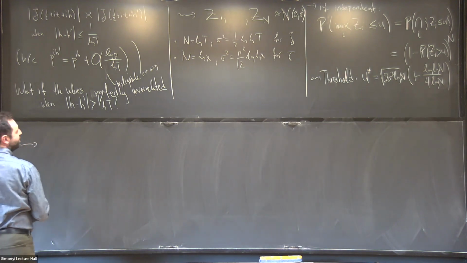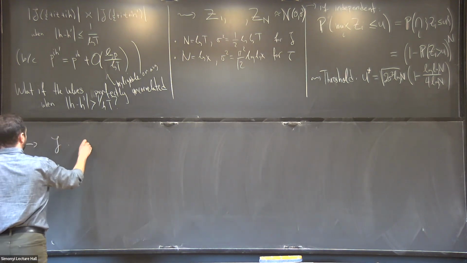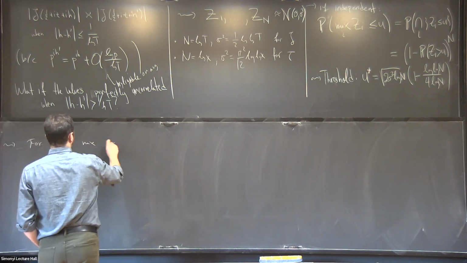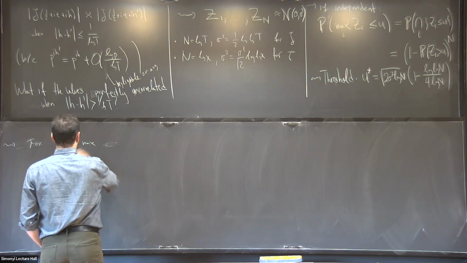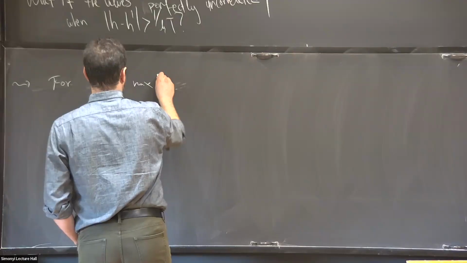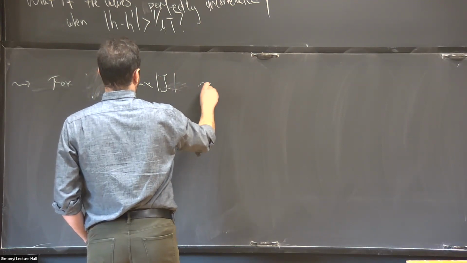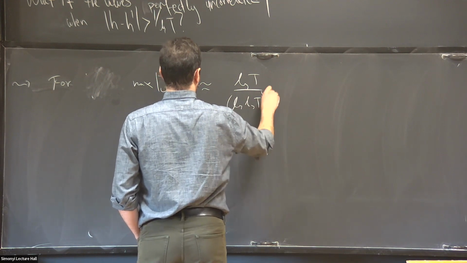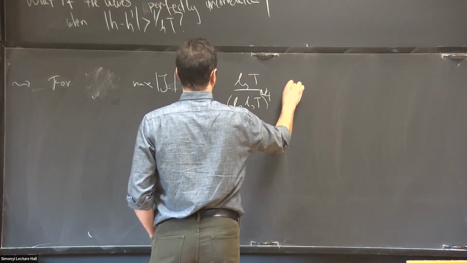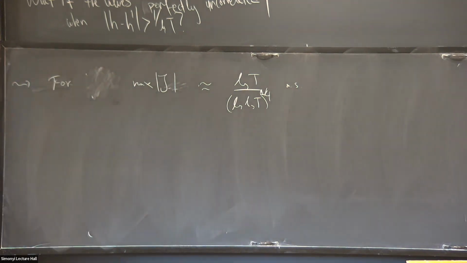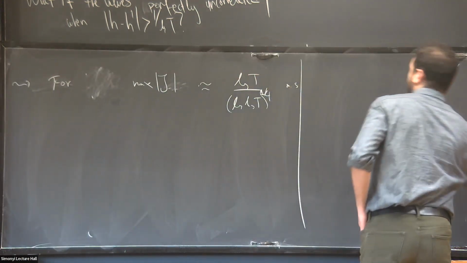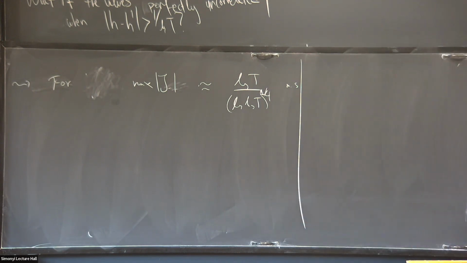So this leads me to the prediction that for zeta, the maximum should be something like log t over (log t)^{1/4}, almost surely, which doesn't agree with the conjecture of Fyodorov and Keating. Okay, so where is this 3/4 coming from?